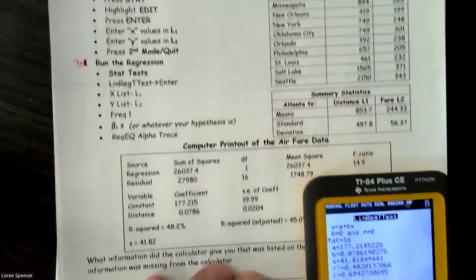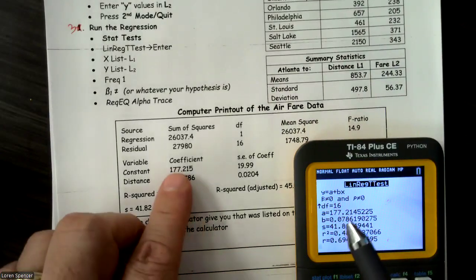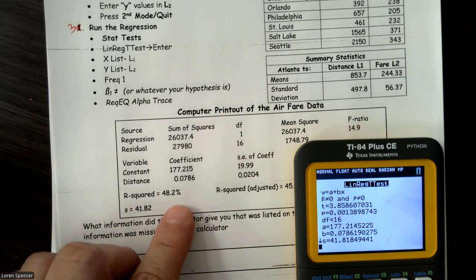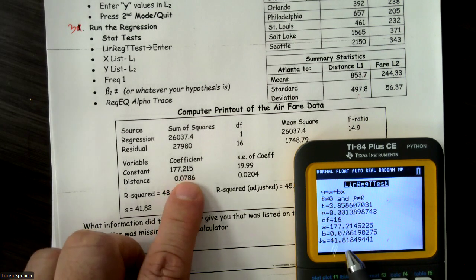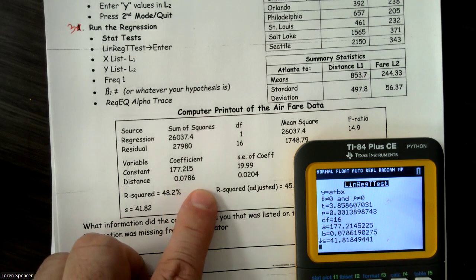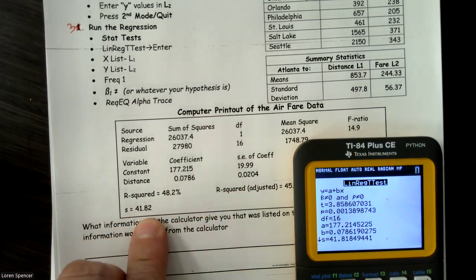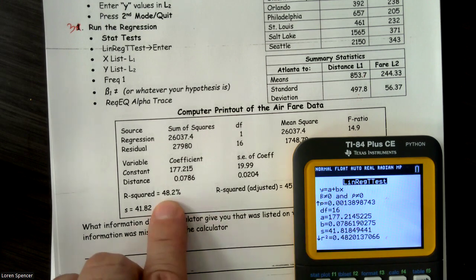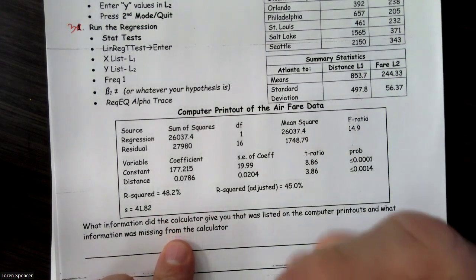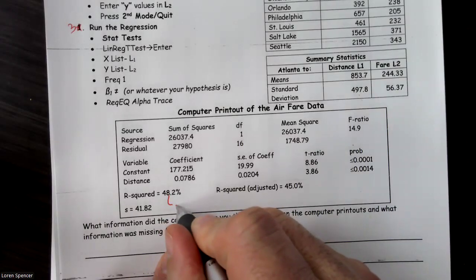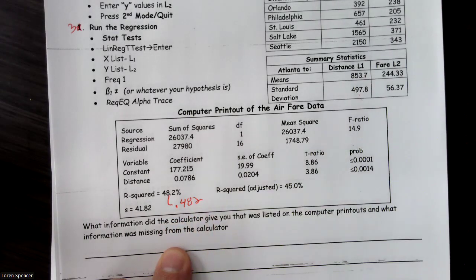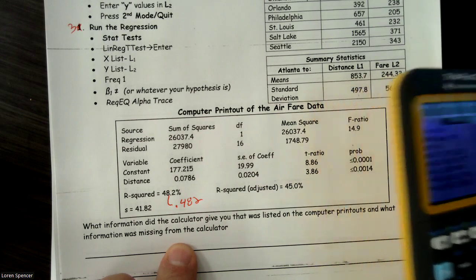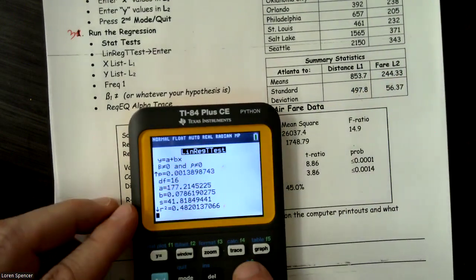But what I want you to do is look at all the information that you have on the calculator by scrolling down and going, hey, what matches up? Oh, I see 177.215. I see 0.0786. All right. I see my s. Oh, look, I see an r squared. Actually, it looks a little different, but that's 48.2, which is the same as saying 0.482. And we see that on the calculator, 0.482. So we see a bunch of the information. We don't see everything.